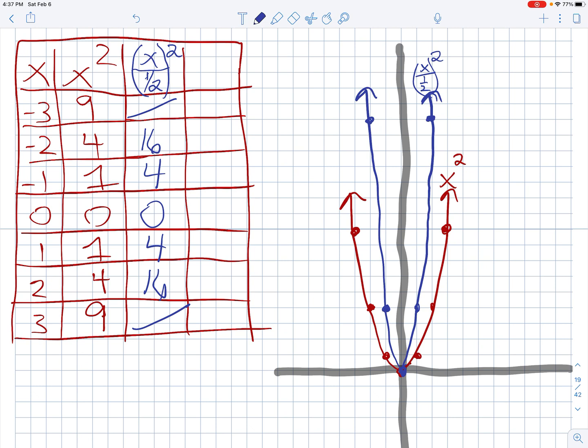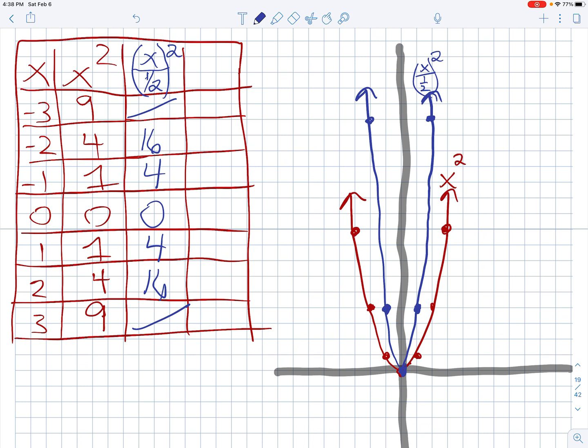All right, so for those of you that were thinking, when I did the vertical stretch and shrink before, and I was asking you, well, what do you know about this graph here? And you said, oh, it's more narrow compared to x squared. Well, let's think along those lines now. Let's do that here. (x divided by a half) squared is more narrow than y equals x squared. It's narrower.